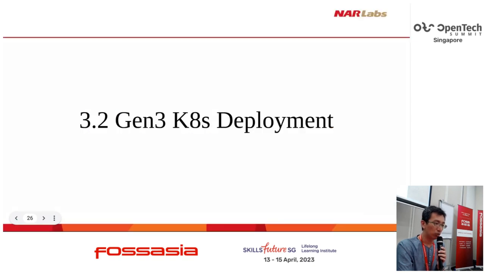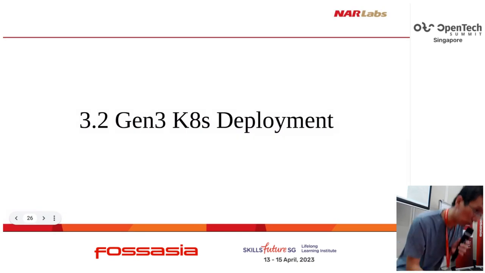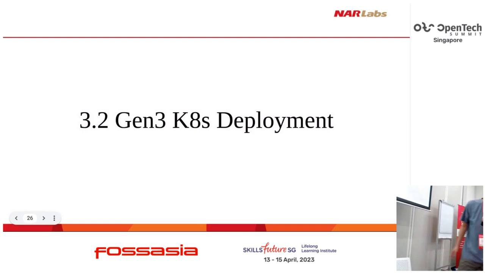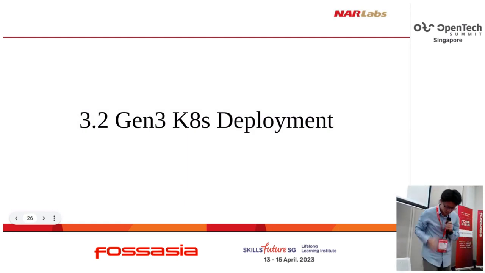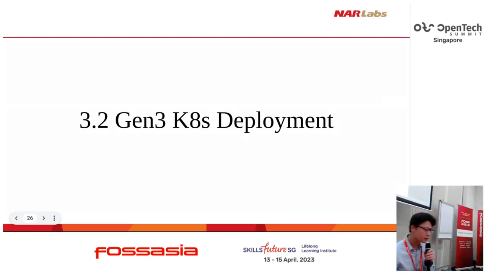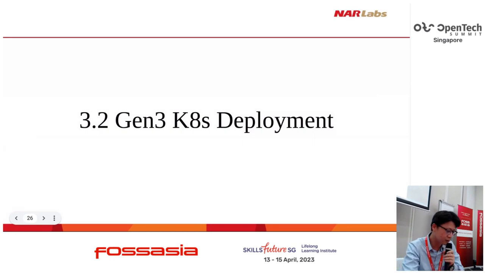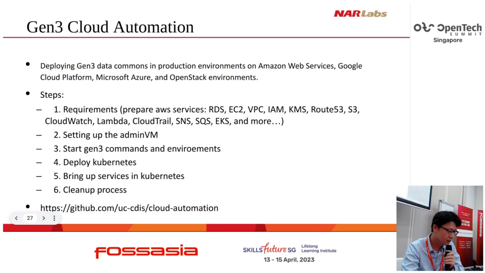The second part, we will talk about the Gen3 Kubernetes deployment. We will switch to Yuqing Cai. Hello, this is Yuqing Cai, and I will continue to introduce the Gen3 Kubernetes deployment. The Gen3 deployment supports the big three cloud services, Amazon, Google Cloud and Azure, and it also supports OpenStack.